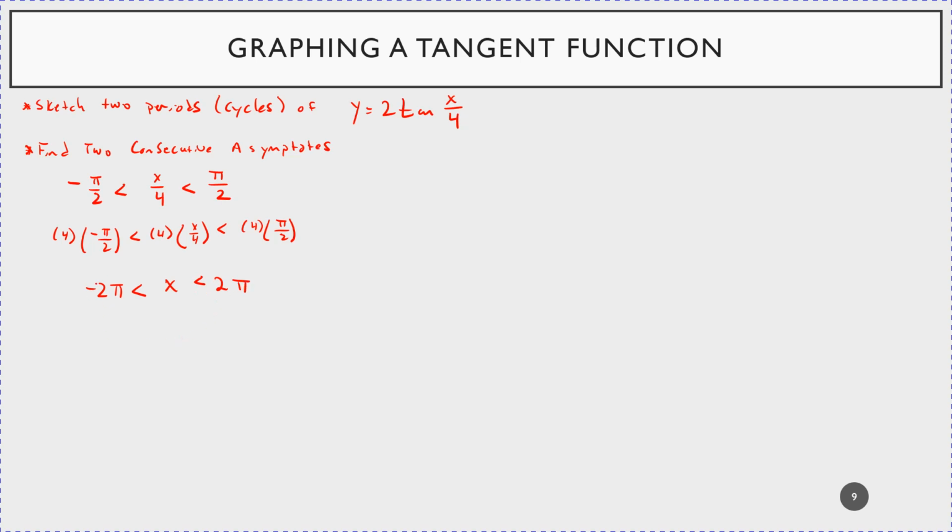So this is what I mean here. This right here and this right here are my vertical asymptotes. My first vertical asymptote is x is equal to negative 2 pi, and my second vertical asymptote is x is equal to 2 pi. All right, so at this point I'm going to hop over to the next slide, and I'll come back as needed.